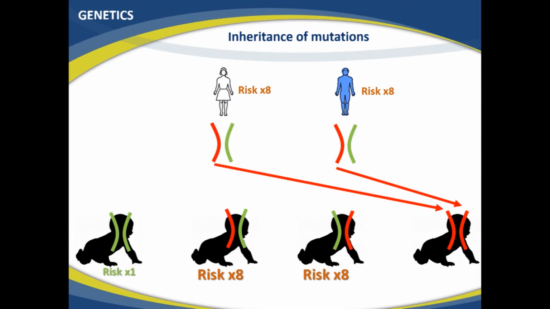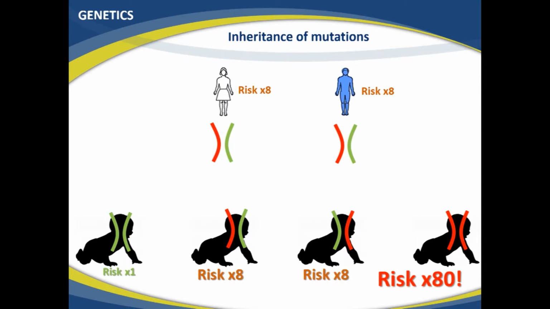And this baby is unlucky, it inherited the broken gene from both parents. And here it's actually not 2 times 8, 16-fold, but 80-fold. So really having more risks together multiply by each other. So it's not additive, but multiplicative.